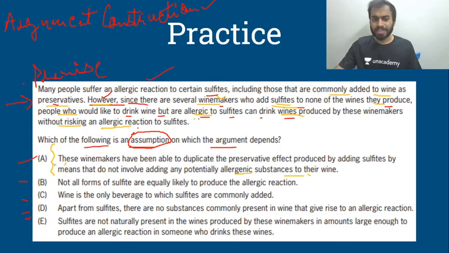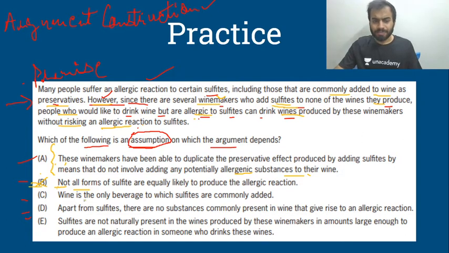Your conclusion is not getting impacted at all. Let's look at option B. Not all forms of sulfite are equally likely to produce the allergenic reaction. Now, if you were to negate this, negating a negative becomes a positive. All forms of sulfite are equally likely to produce the allergic reaction, right? So, even this is not affecting your conclusion because we already knew about this. The passage is already telling us that sulfites cause allergic reaction.